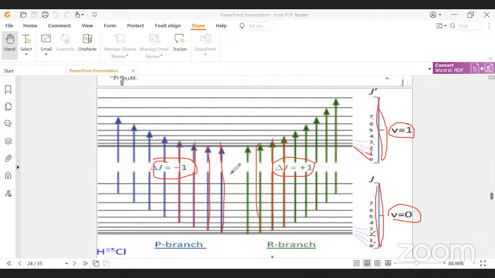There is no difference, delta J is equal to 0. If delta J is equal to 0, it means the transitions from J equal to 0 to 0, 1 to 1, 2 to 2. That we call a Q branch. If delta J is equal to minus 1, that is a P branch. If delta J is equal to plus 1, that is an R branch.